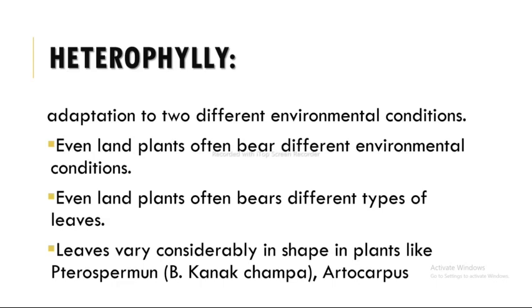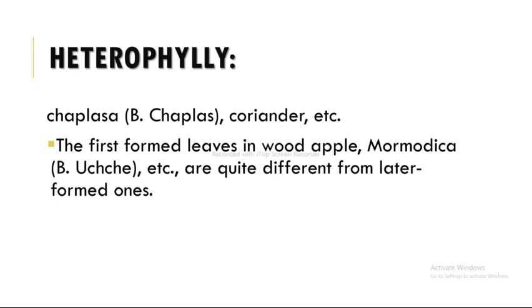Even land plants often bear different types of leaves, and leaves vary considerably in shape in plants like Pterospermum, which is also known as the bee conic champa, and Artocarpus chaplasha, which is also known as the bee chaplas, or coriander, etc. The first formed leaves in the wood apple or Feronia, which is also known as the bee achi, etc., are quite different from the later formed ones.